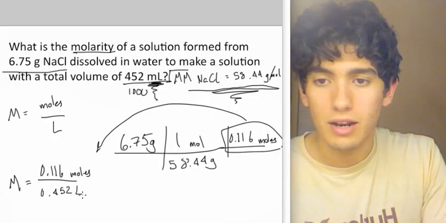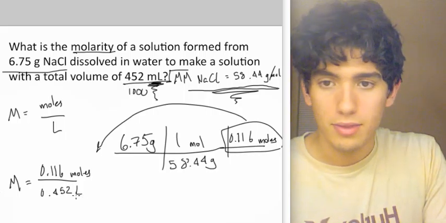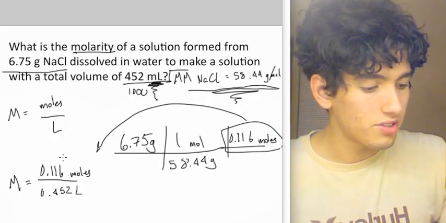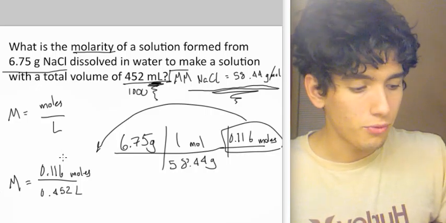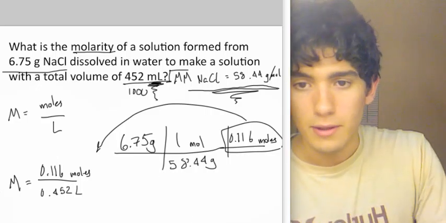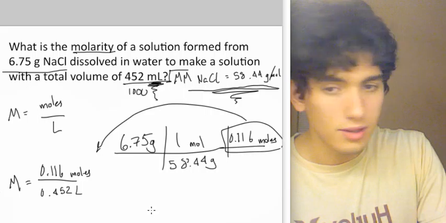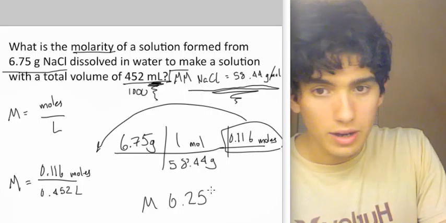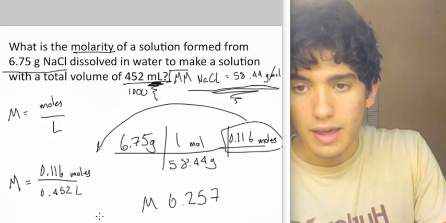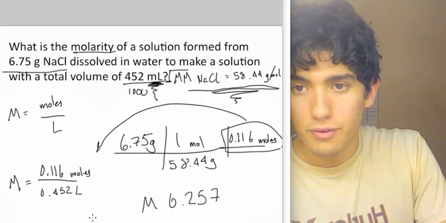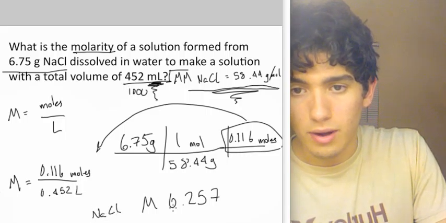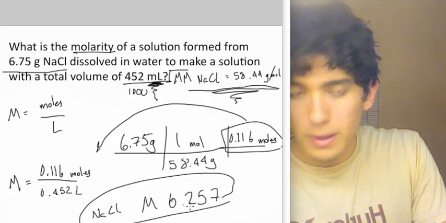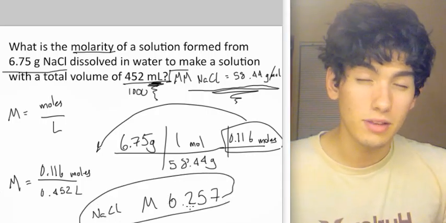So now we just got to do the math and find our molarity. So 0.116 divided by 0.452 liters gives us a molarity of 0.257. And that is our molarity of sodium chloride. So, see, that wasn't so bad. It's really not that hard of a formula, and it's pretty simple when it comes down to it.